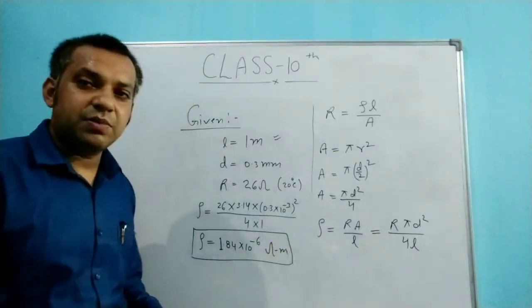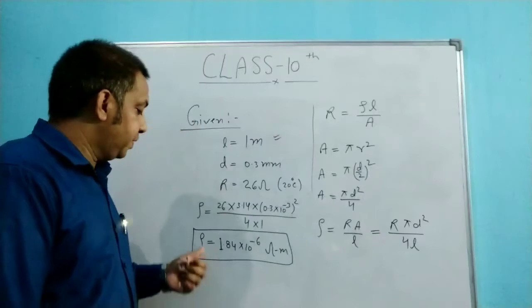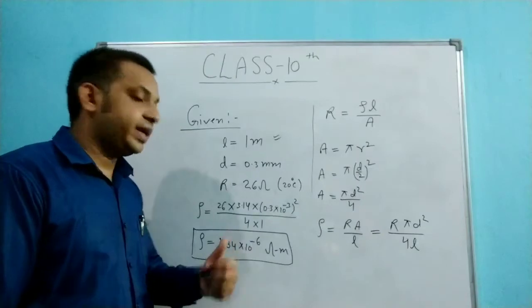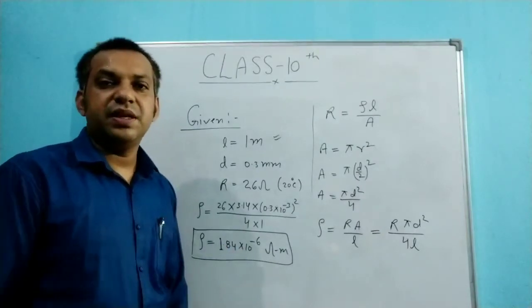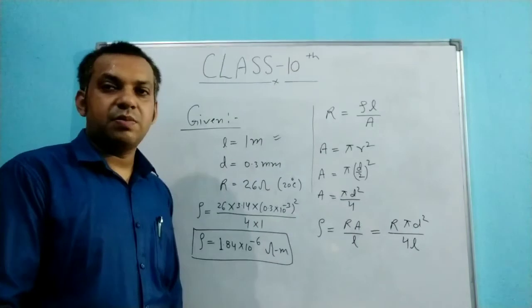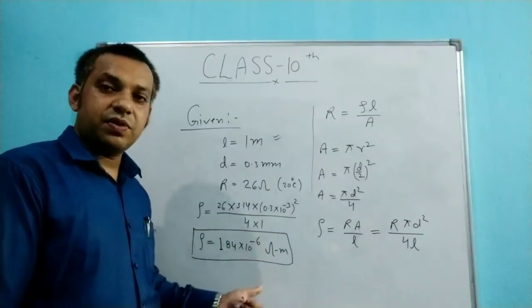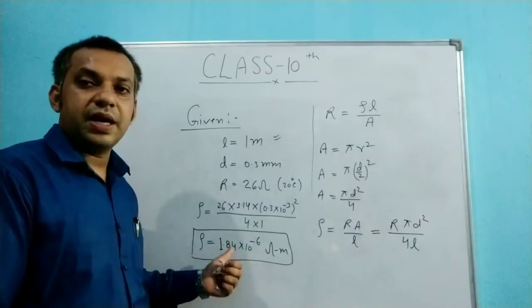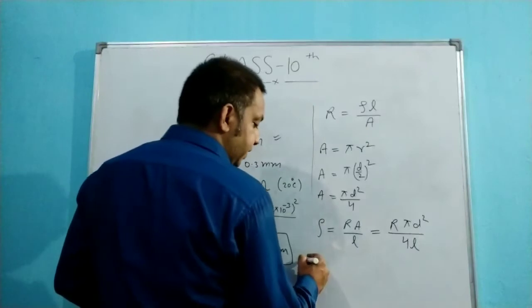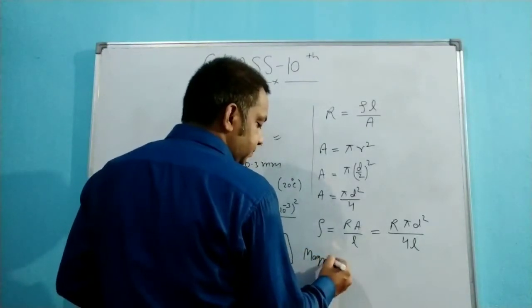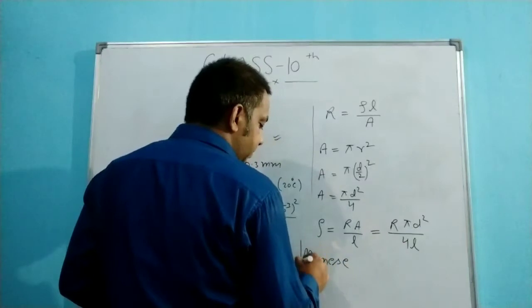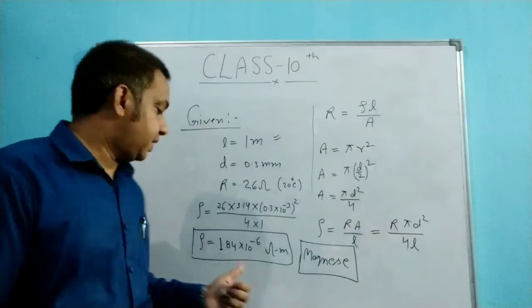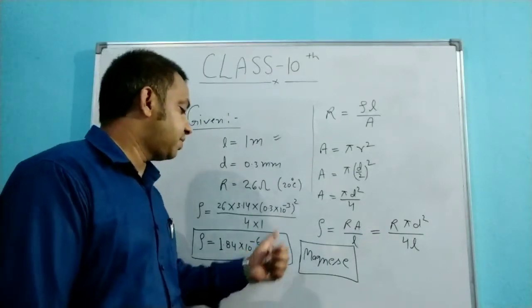And the second part of the question is given. You have to also find for which particular metal the value of the specific resistance is 1.84 into 10 to the minus 6. There is a table given in your book, table number 12.2. If you find the values from that table, this is the value for the specific resistance of manganese. So manganese is your answer. That means manganese has the specific resistance 1.84 into 10 to the minus 6 ohm meter.